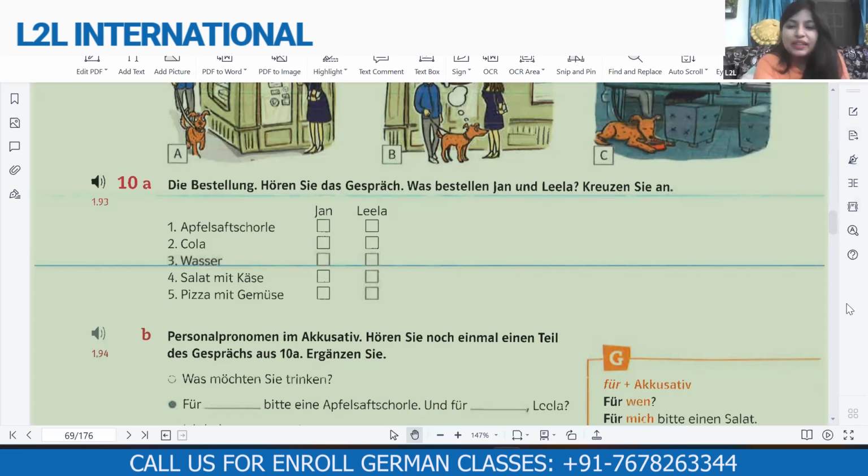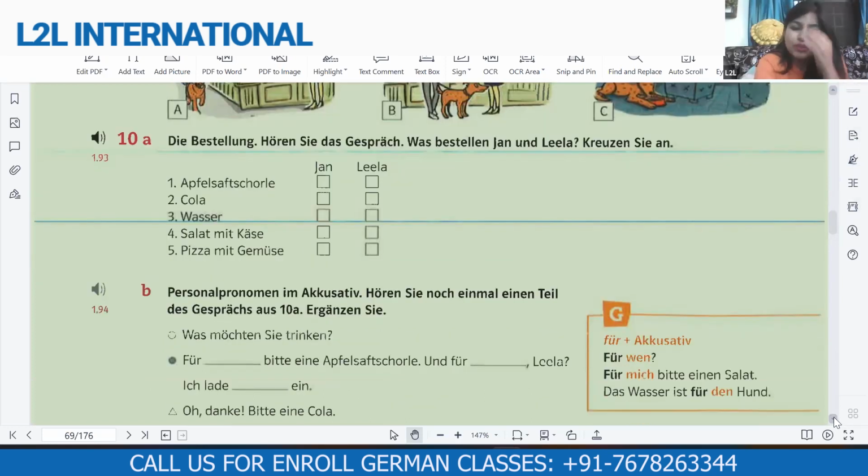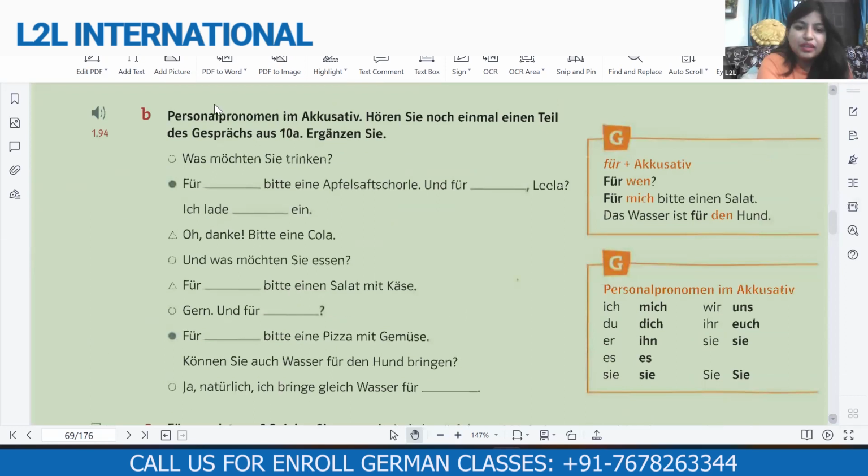Now, whatever you heard, this is in here. The text is in here, but something is missing. So, what is missing? This is missing. Now, what is this? This is personal pronomen im Akkusativ. First of all, what is a personal pronoun?